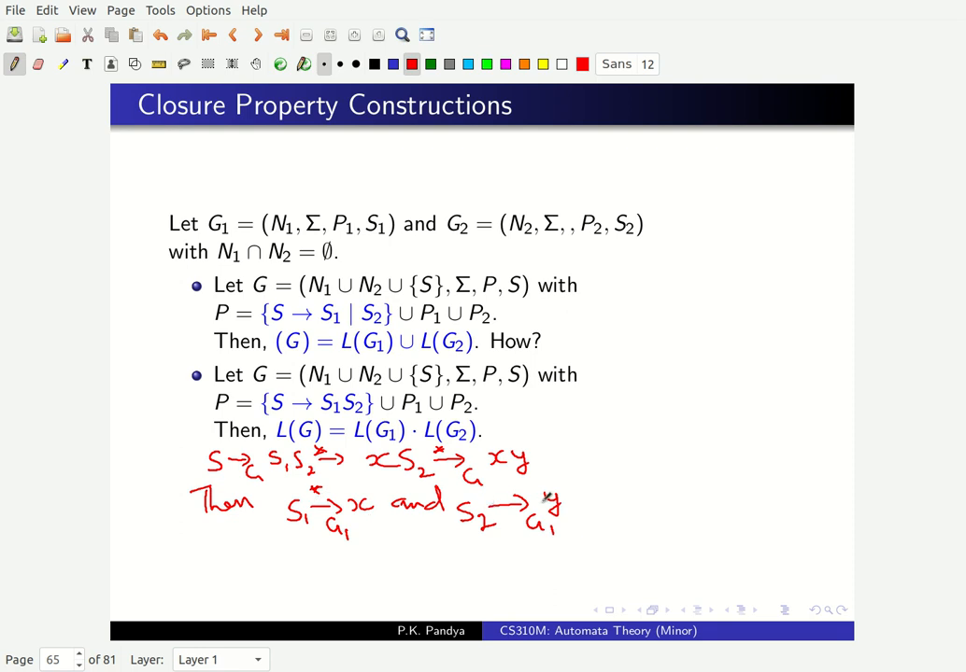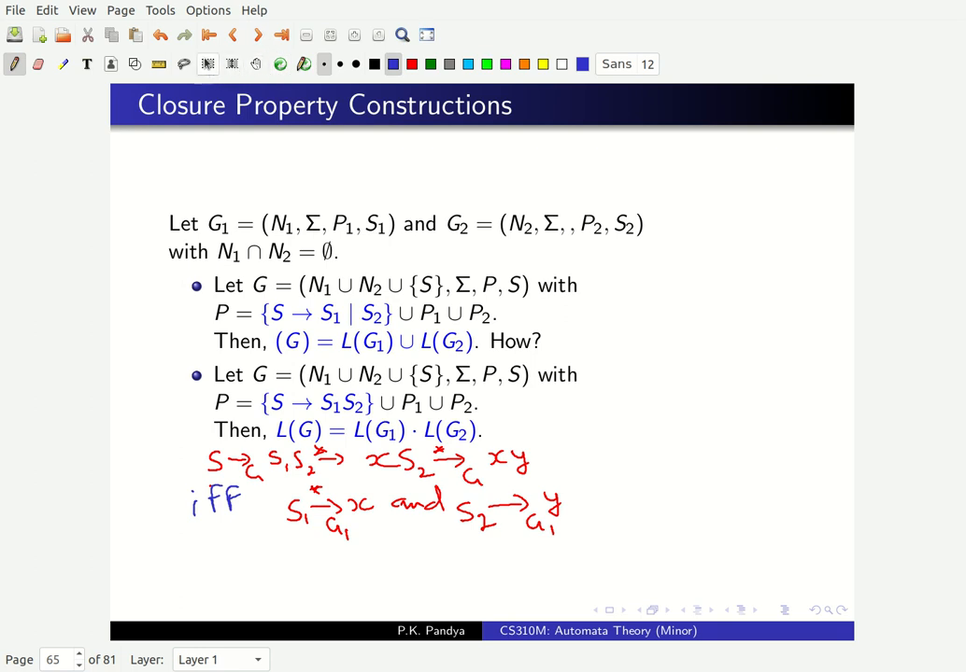Similarly, if you have a derivation like this, then what I can write down in blue is, if this is the case, if and only if this. So if you have a derivation like this, then we have a derivation like this, and if you have derivations like this, then we have a derivation like that, and hence these two are equal. So that is the proof of closure under this operation.